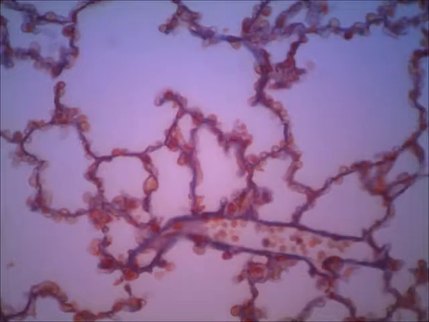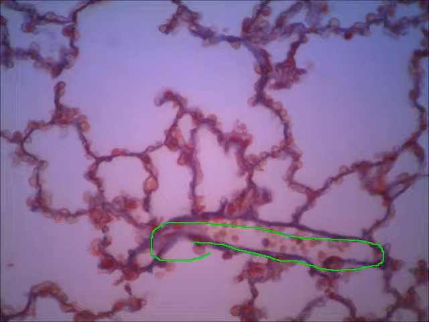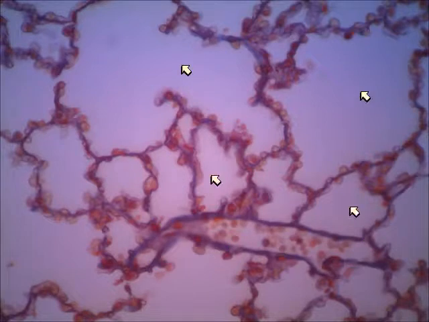Okay, here we have it on a higher power, and what I'm circling in green, that's a blood vessel. You can actually see the red blood cells inside of that. But what I want you to especially see are these air sacs. So there's the air sac, there's one, or the alveoli.